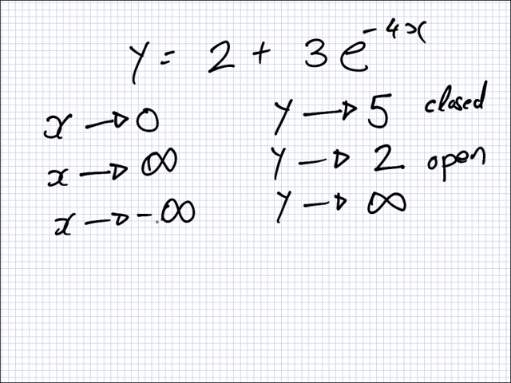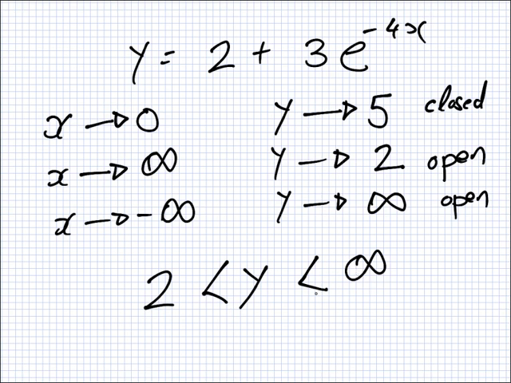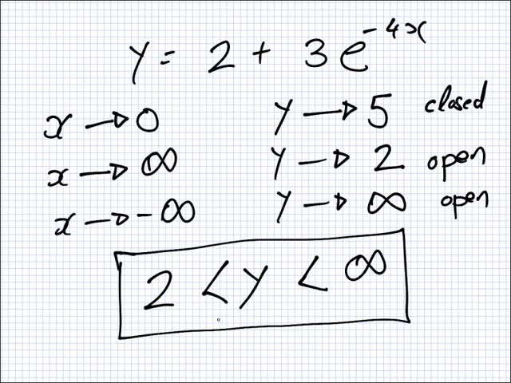And could x reach minus infinity? No. So could y reach infinity? No. So here it's open. So when I look at this, I would say y must be bigger than 2, but it never actually is 2, and it must be smaller than infinity. And likewise, it never reaches infinity. So this is the boundary on the y.